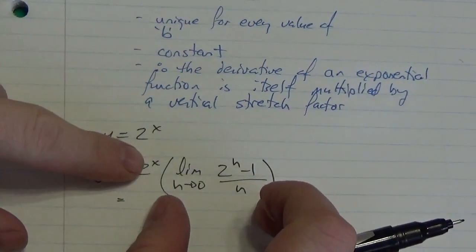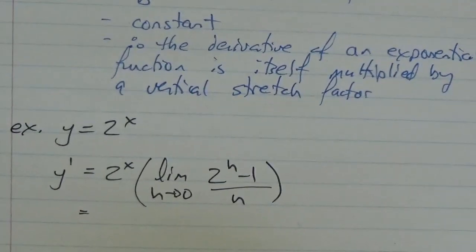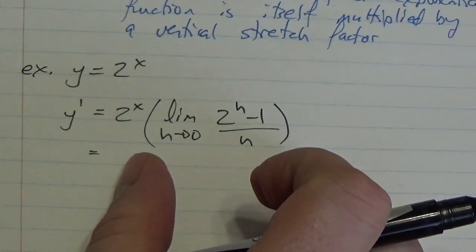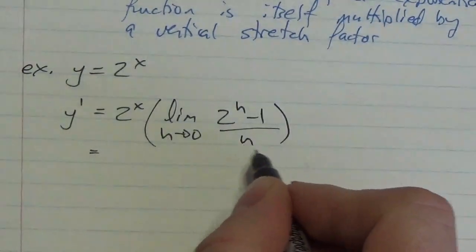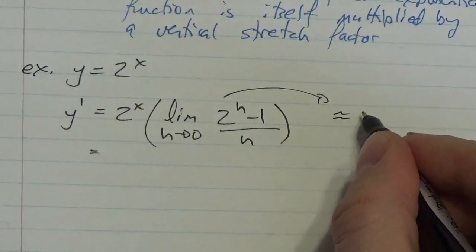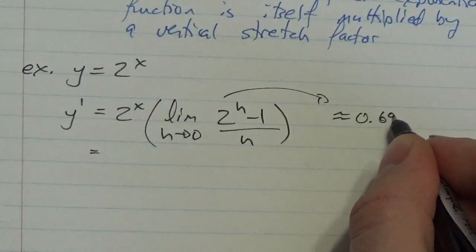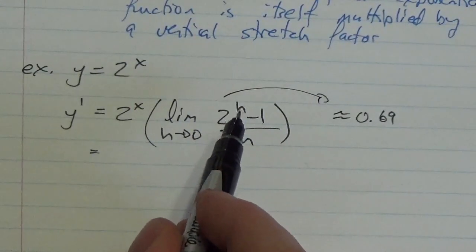sorry, I can do this on my calculator. I can play with this a little bit on my calculator. Sure, let me just zoom in a little bit here. I can play with this on my calculator, and in fact, if I do, I'll find out that this particular limit right here is approximately equal to 0.69. Okay, just by plugging smaller and smaller values in for h.